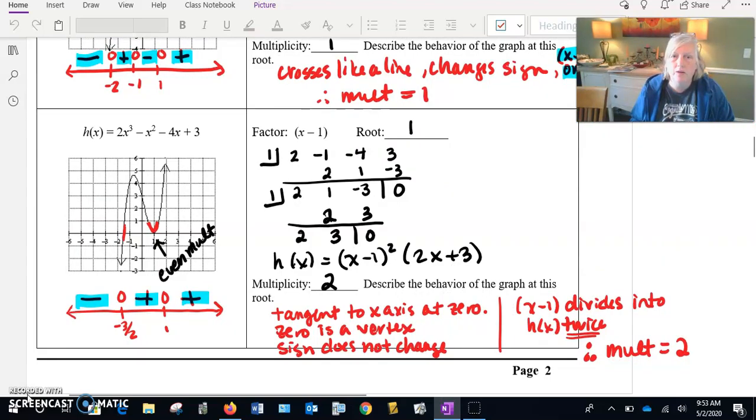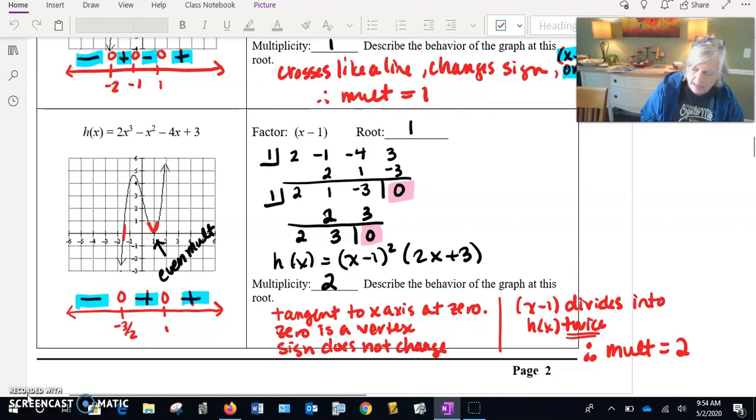So when we look at that one, again, our root is 1, and we went ahead and did our synthetic division, and notice that I was able to do the synthetic division twice, that I ended up with a 0 in the first division and in the second division there. So it went into it twice. And so what we know is that factor goes 2 times.